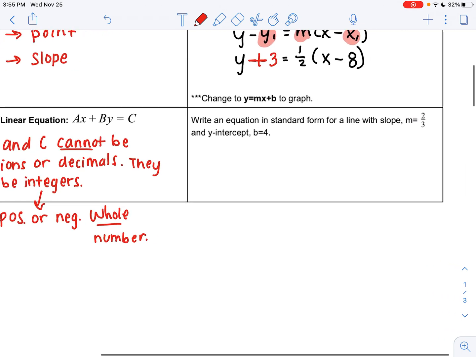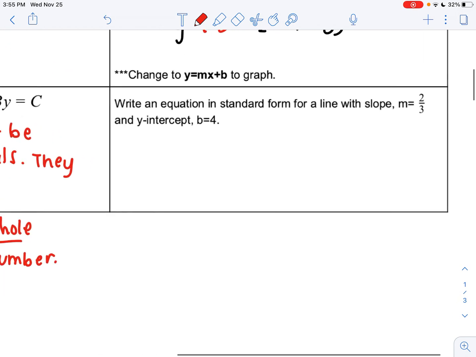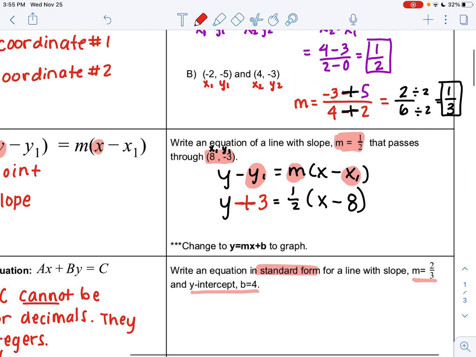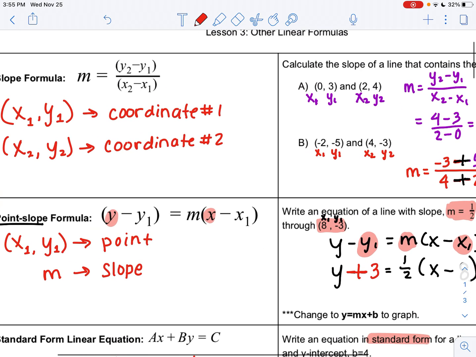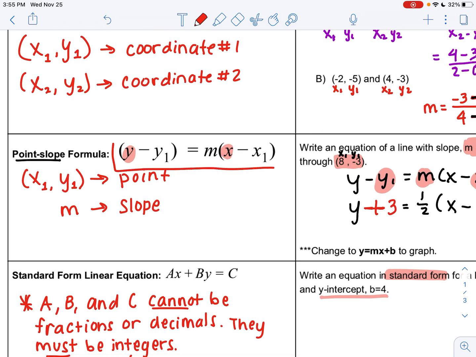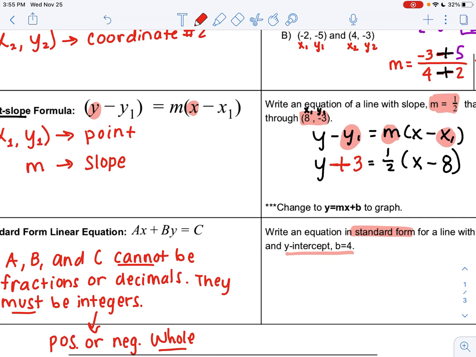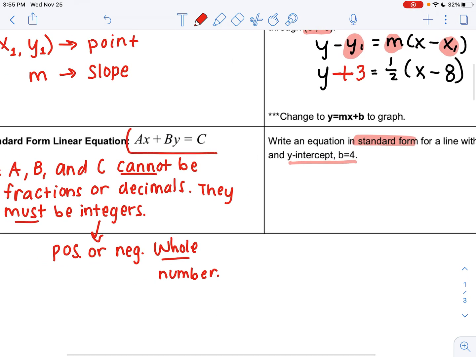Okay. So write an equation in standard form, okay, so it has to be an ax plus by equals c, for a line with this slope and a y-intercept b equals 4. So far, just to review really quick, we talked about how to find slope. So here's the formula for slope. Here's your point slope formula. When they give you a point and a slope, you want to use this. And then here's your standard form, right?